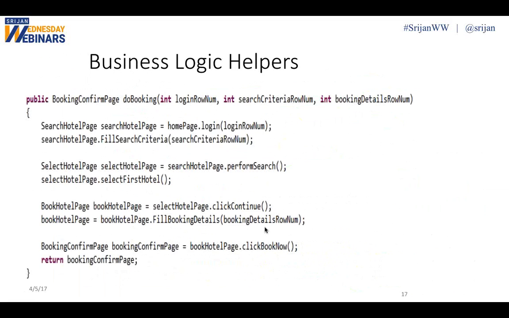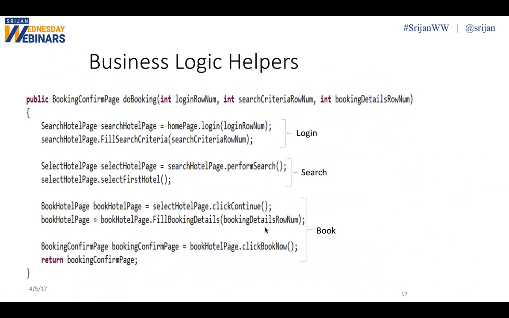Essentially, for example, you have the search hotel page, and on it you know that you can do a login operation. So you say homepage.login. And when you do the login, you know that it returns you the next page. And then from the next page, you perform a search, which gives you the select hotel page. On the select hotel page, you click continue, and it gives you the next page, which is the booking hotel page. And when you click on the booking hotel page, it gives you the next page, which is the booking confirmation page.